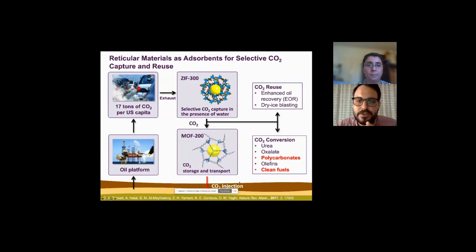That's something called sequestration. Or what's getting a lot of attention these days is the reuse or conversion of carbon dioxide to more value-added commodities. So you can do enhanced oil recovery processes, or you can convert them to value-added chemicals like urea, oxalate, or olefins, or even make new plastics out of them like polycarbonate. So you're taking CO2 and making a new plastic, or creating a clean fuel like methanol.